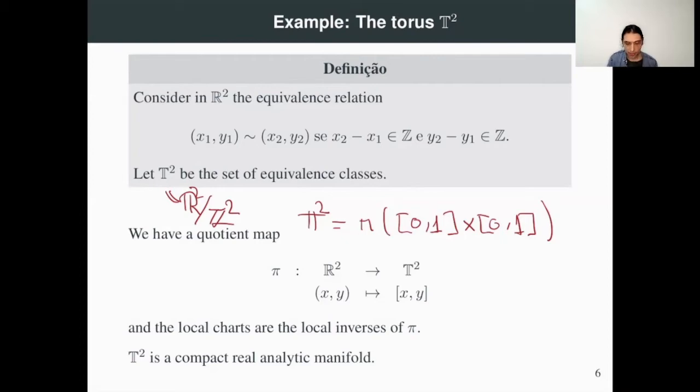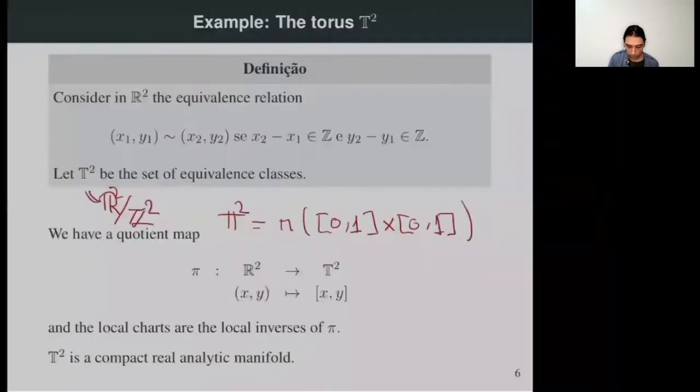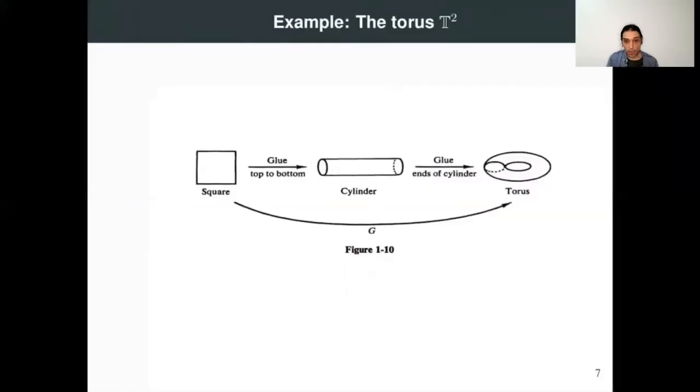But first, let's try to visualize the torus. We have the square. We can restrict ourselves to the square because the square has at least one representative for every equivalence class.